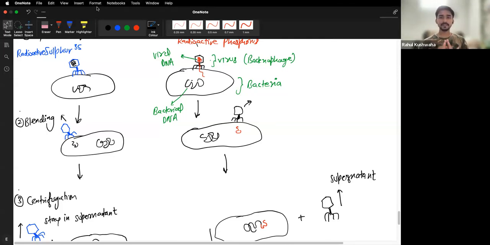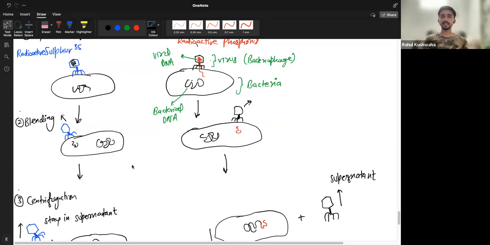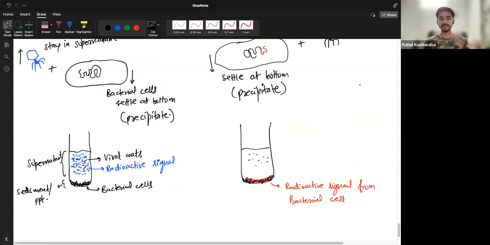Okay, so after infection, they just blended the whole solution. Blending is like agitation; it will detach all the viruses that have been attached to the bacteria's cell wall. And after blending, they will centrifuge. Viruses are so small that they will not settle when we centrifuge at a particular speed. But bacteria are bigger than viruses, so they will settle first. This is the rule of centrifugation: whatever is heavier and denser settles first, right? So the idea is that viruses will stay in the supernatant and bacteria will settle at the bottom.